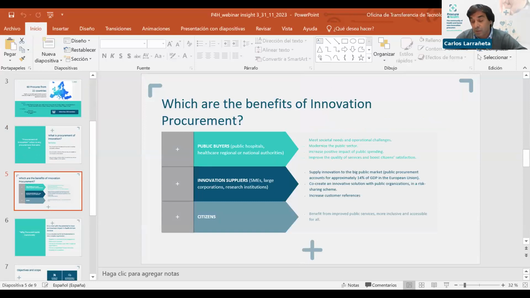Benefits. I really cannot think of a better instrument to use the funds we have to foster innovation around us. It has a direct impact on public services. It makes more sense than anywhere else, I understand, in the healthcare sector. It has a direct impact on the life of citizens. And at the same time, we are fostering the innovation ecosystem around us. We all know how positive that is.